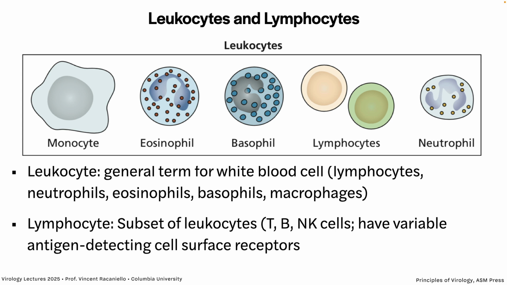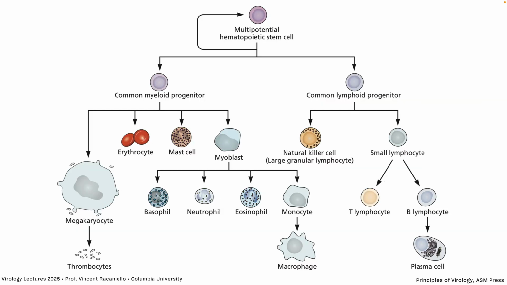So the players, little definitions: leukocytes and lymphocytes. Leukocyte is a general term for white blood cells. Right? We have red blood cells and we have white blood cells. The white blood cells are lymphocytes, neutrophils, eosinophils, basophils, macrophages. They're all shown there. And the lymphocytes are a subset of leukocytes. They're a subset of white blood cells, including T cells, B cells, and NK cells. We talked about those last time. And they all have variable antigen-detecting cell surface receptors. So we're going to talk about that today as well. Okay, those are the players.